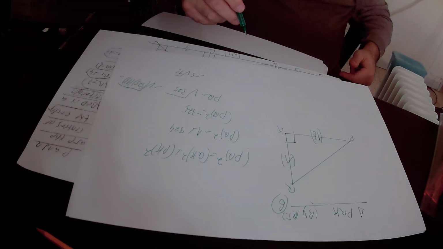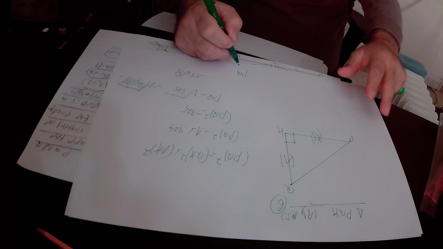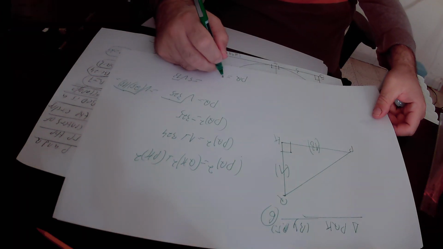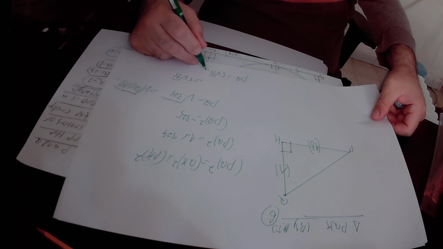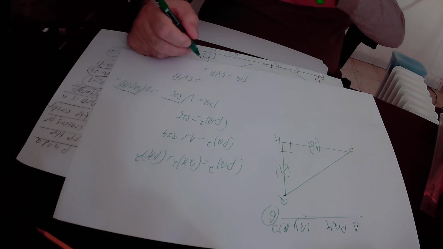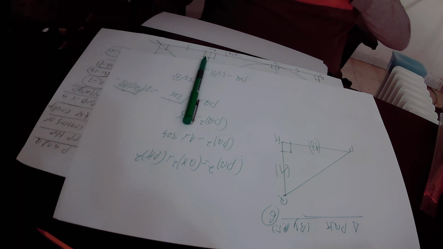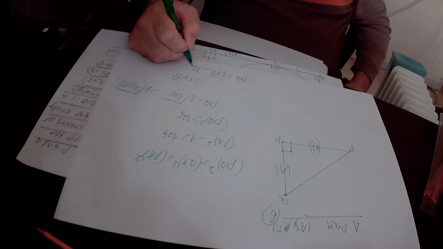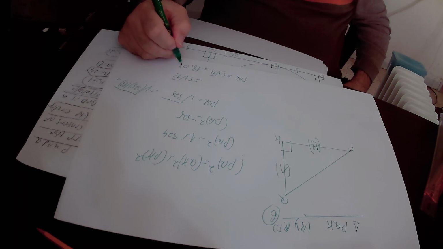The distance PQ, that is the distance between the centers of those two circles, equals either 5 times the square root of 13 units, or in terms of numbers, equals 18.03 units.